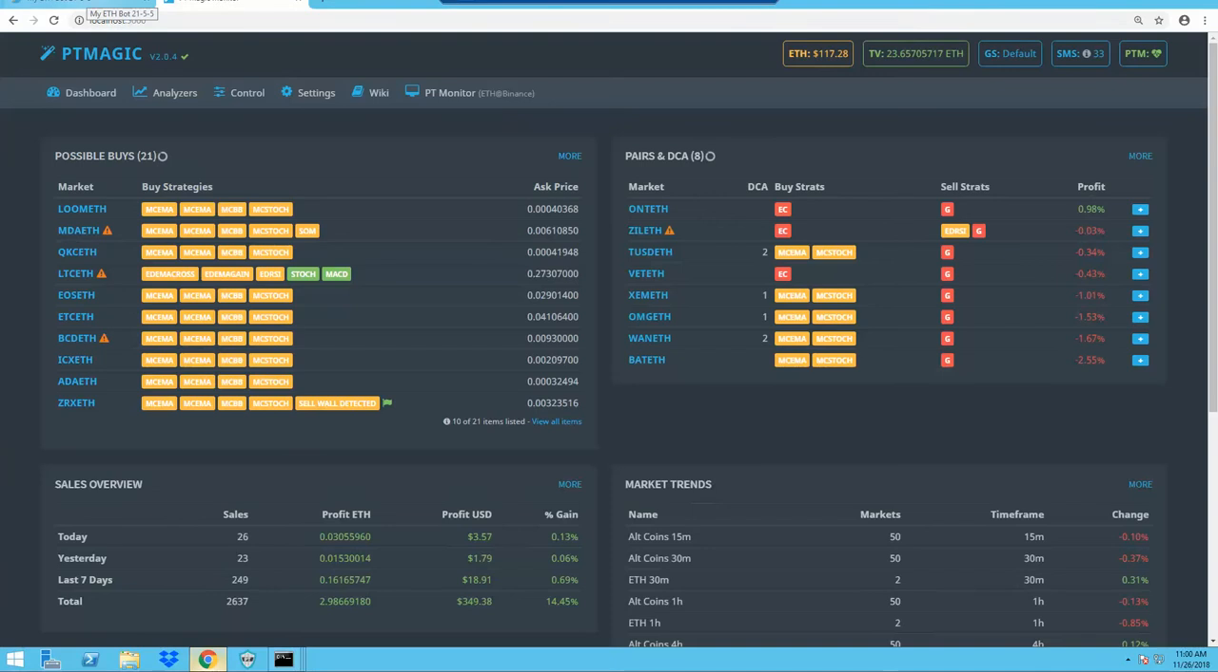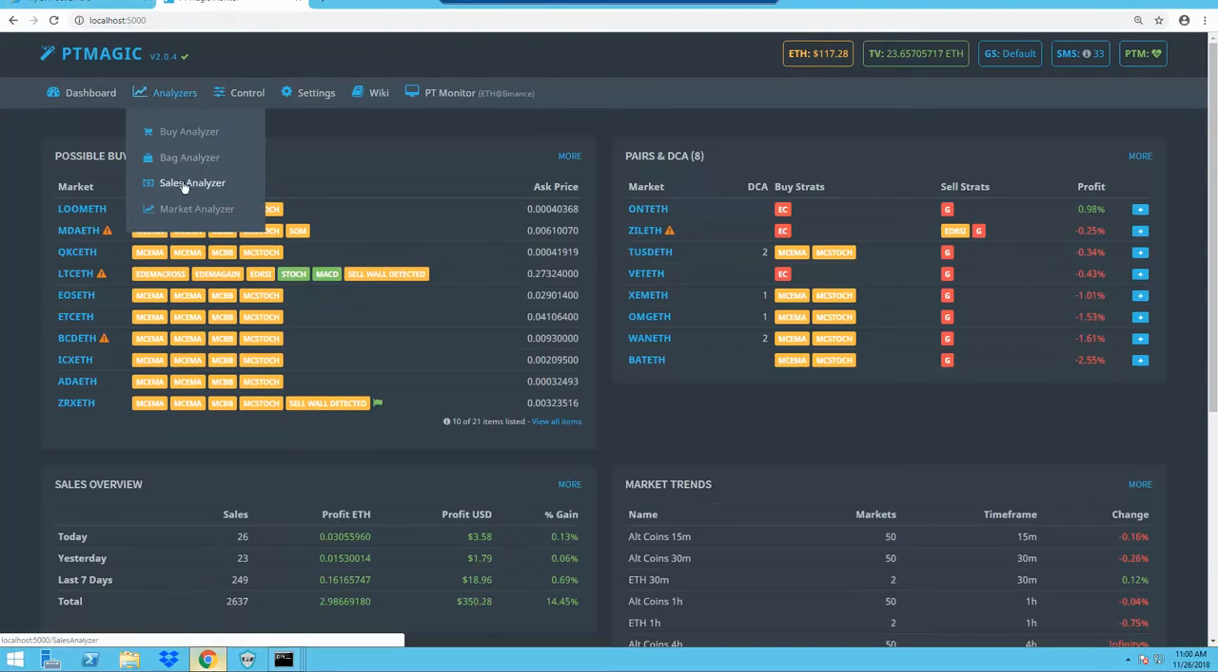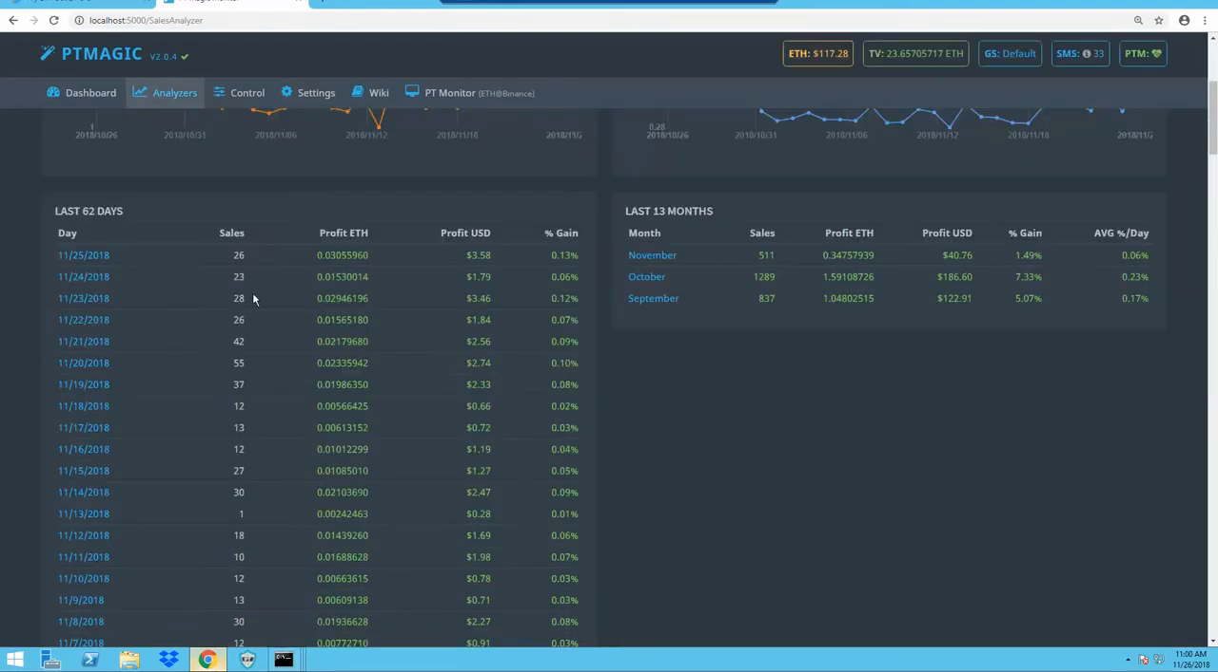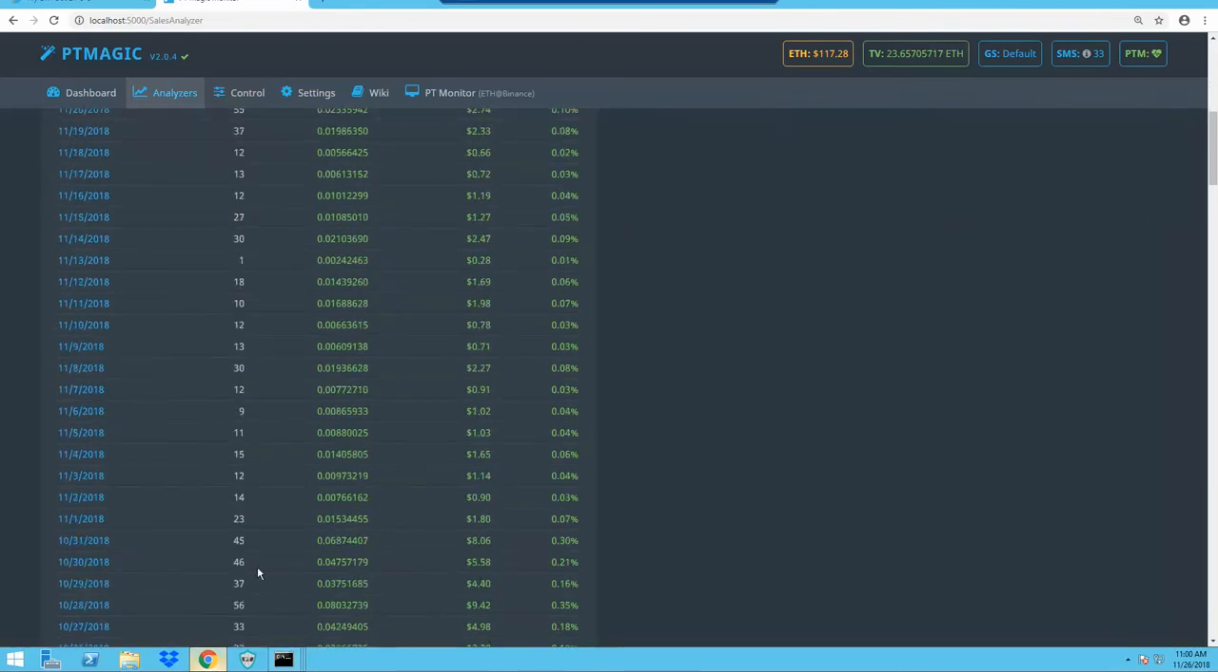And yeah, so when we go to analyzers and we go to sales analyzer, for some people who ask beyond today and yesterday, can I see any of the other sales? I can tell you right here, November 23rd, I had 28 blockchains sold for $3.46 and a 0.12% profit. November 22nd, 26 sales for $1.84. On November 21st, 42 sales for $2.56. On November 20th, 55 sales for $2.74. So you can see all the different days here in the sales that were made.